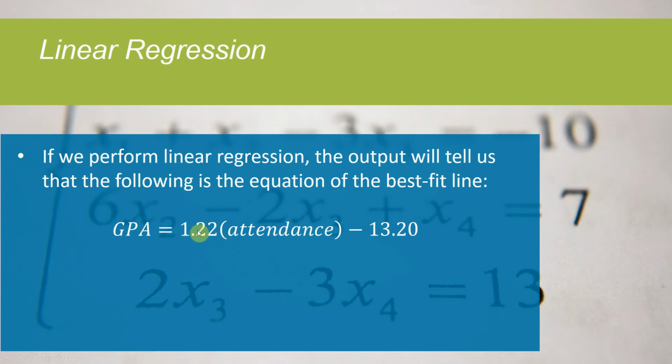This is 1.22. So what this means is that for every 1 unit increase in attendance, there is a 1.22 increase in GPA. So a student who has a grade on attendance that is 1 unit higher than another student would have a GPA that is 1.22 higher than that other student.